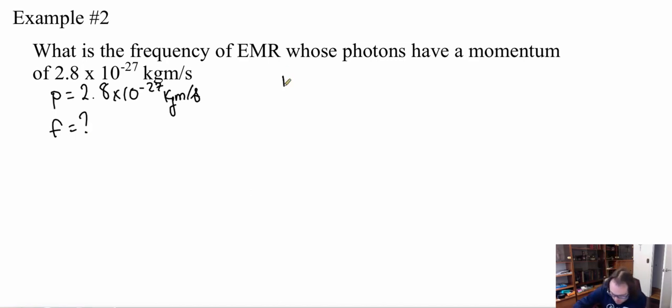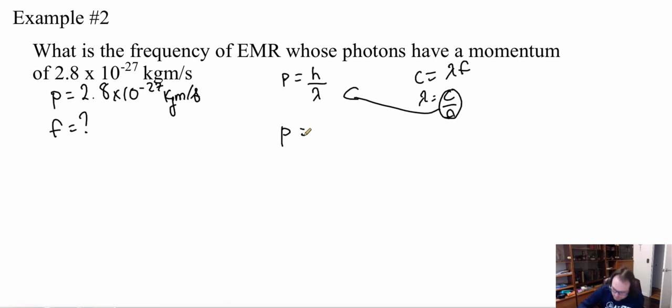So first of all, we know momentum is equal to Planck's constant divided by the wavelength. But we also know the speed of light is equal to my wavelength multiplied by frequency. So wavelength is equal to the speed of light divided by frequency. So I'm going to plug that in for my wavelength. So I get momentum is equal to my Planck's constant multiplied by the frequency divided by the speed of light. Now, we're still looking at this. We have to isolate for my frequency. So my frequency, we are going to end up getting momentum multiplied by the speed of light divided by Planck's constant.